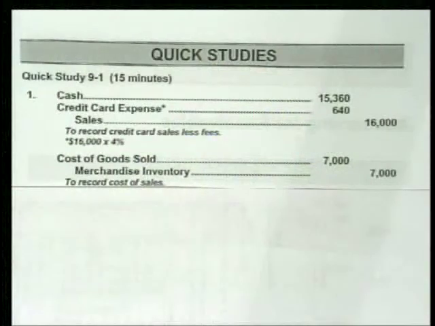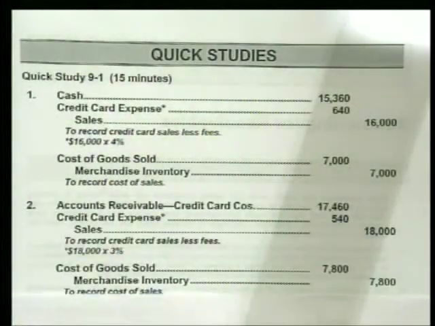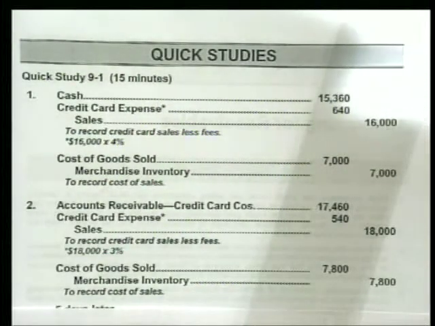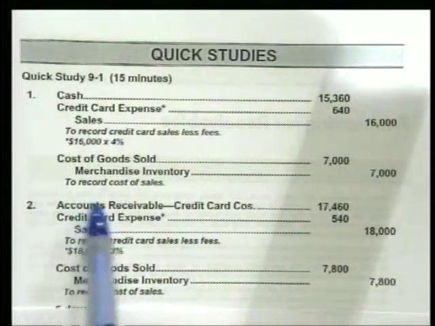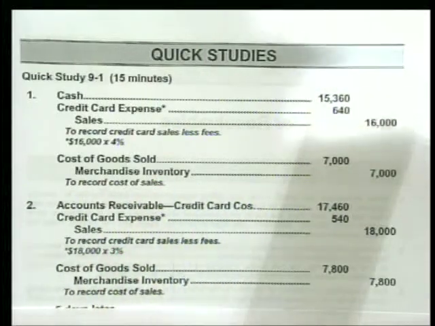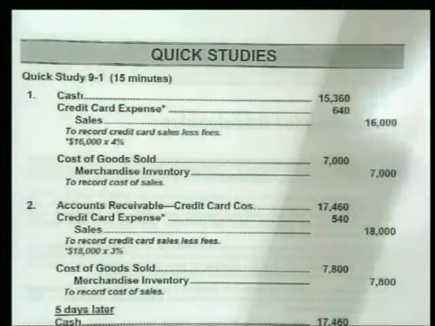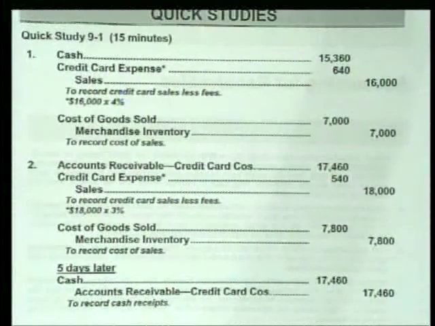Okay, good question. Okay, number 2, sold $18,000 of merchandise that cost $7,800 on an assortment of credit cards. Net cash receipts are received 5 days later, and a 3% fee is charged. Okay, this is all the same, except we do not debit cash right here. We debit accounts receivable, not from the customer, but from the credit card company. Okay? And then a few days later, that credit card company sends us the money.